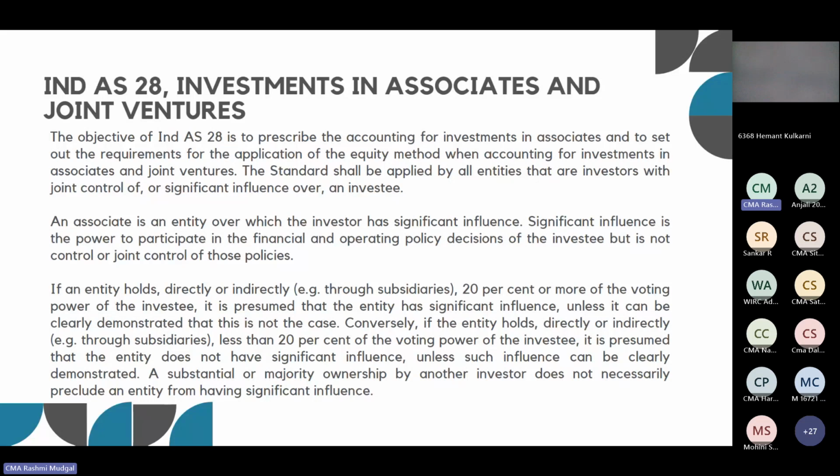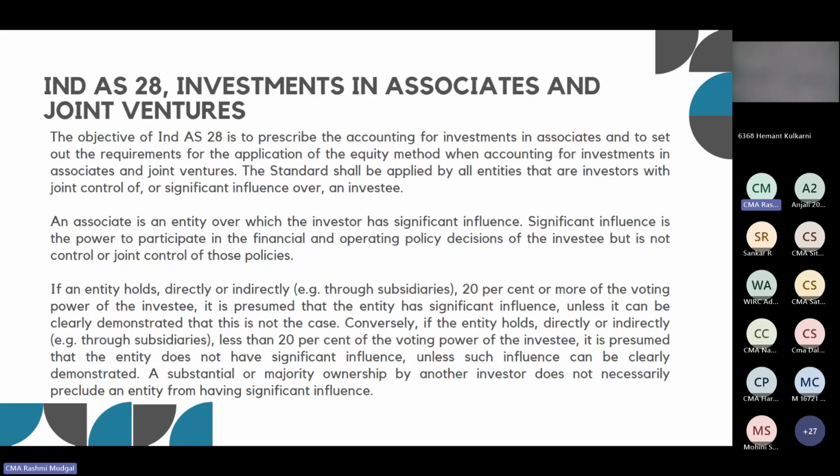So if an entity holds, directly or indirectly through subsidiaries or by itself, 20% or more of the voting power in the investee, it is presumed that the entity has significant influence, unless it can be clearly demonstrated that this is not the case.